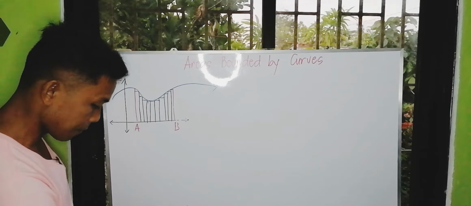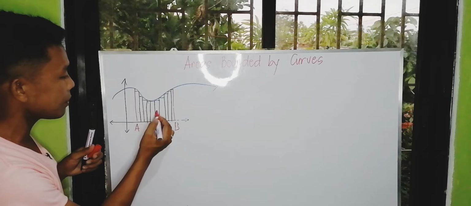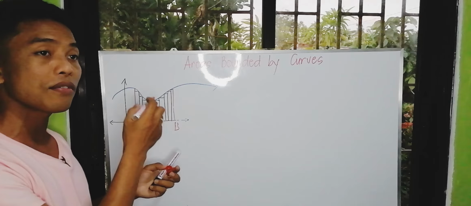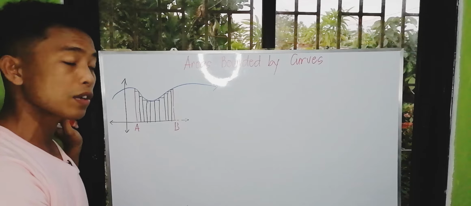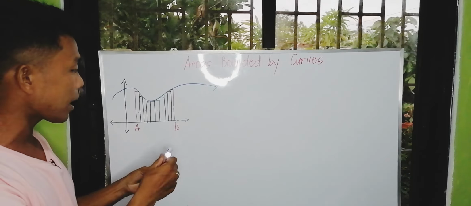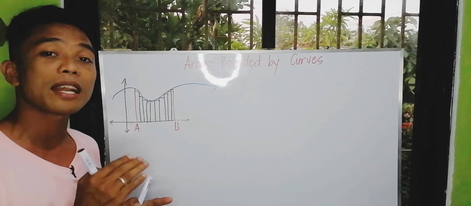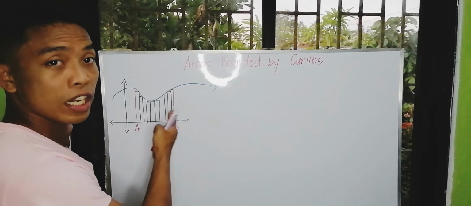Therefore, bilangin natin ito. We have how many rectangles? 1, 2, 3, 4, 5, 6, 7, 8, 9, 10. Assuming that these rectangles have exactly the same width. Kasi this is not drawn to scale because I did not make use of a ruler. So, assuming na pare-pareho yan, dahil may 10 tayong rectangle, kukuhanin lang natin ang area ng bawat isang rectangle na yan. And then, i-add mo na. That will now be the area of the region.